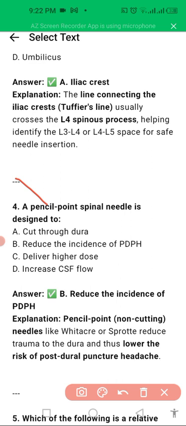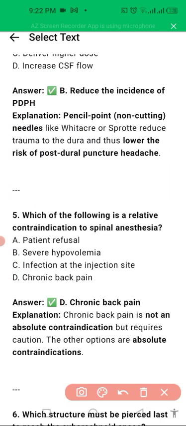Next one is the pencil point spinal needle is designed to reduce the incidence of which complication, post-dural puncture headache? Pencil point non-cutting needles are atraumatic, spread the dural fibers, reduce trauma to the dura, and lower the risk of post-dural puncture headache.